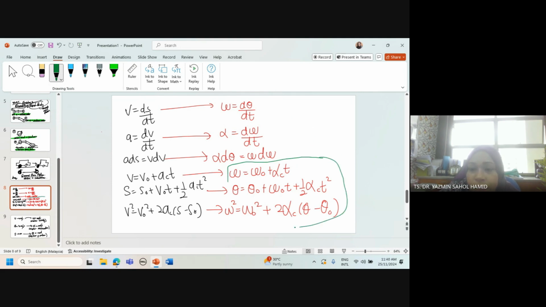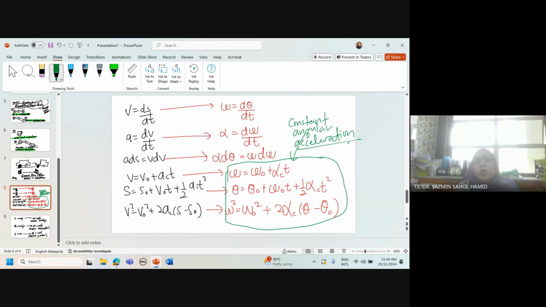is now called, okay, this one is now called constant angular acceleration. Okay, all right, so we're gonna use back these formulas.